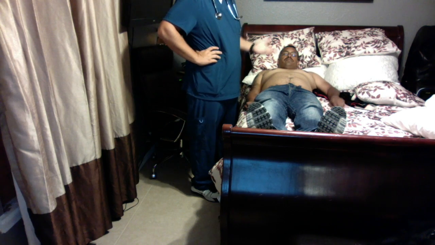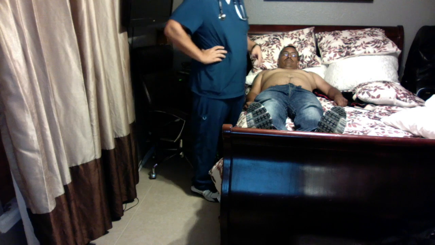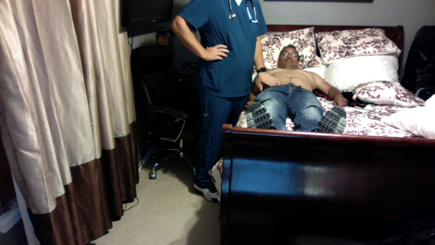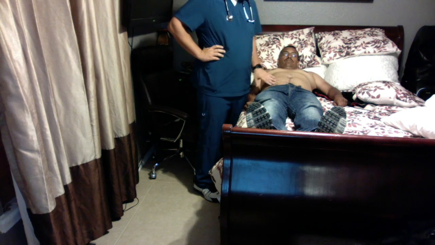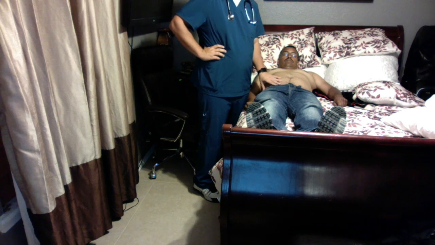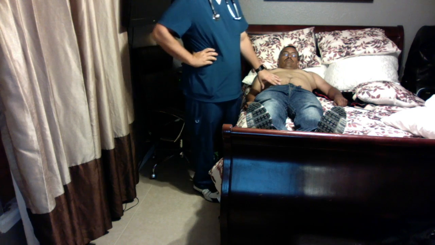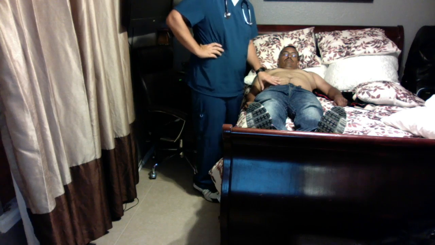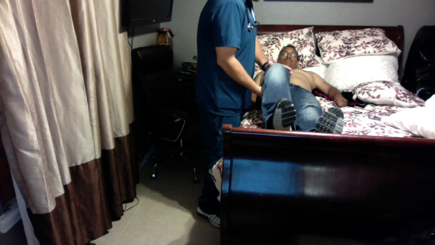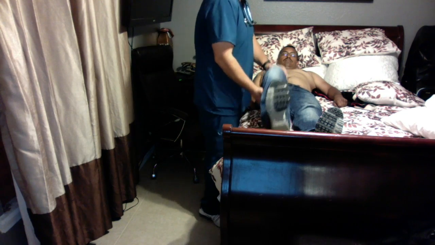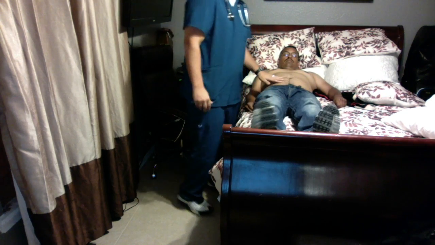You have Rovsing's sign, which would be pain elicited in the right lower quadrant whenever you're palpating the left lower quadrant, and the patient would feel the sensation of pain over here. You have the iliopsoas sign, where you have the patient flex his hips and knees. Okay, can you just push against my arm? Okay, you do that on both sides. They're going to flex that against resistance, and they would feel a sharp abdominal pain. So it was negative here.